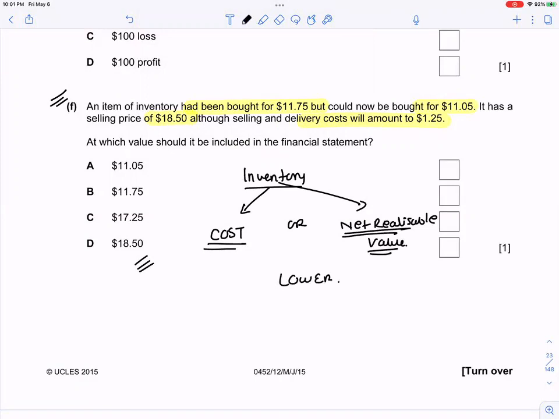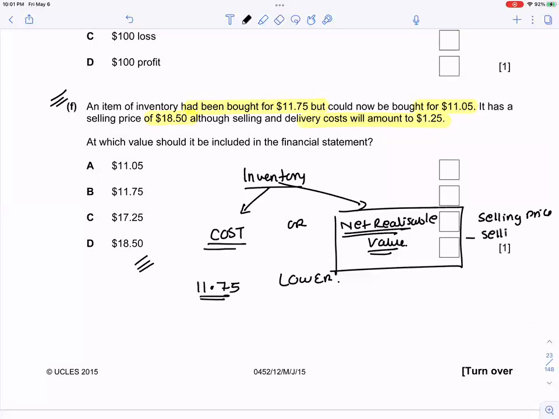Now, what is the cost of your inventory? 11.75. Your cost of the inventory is 11.75. What is the net realizable value of your inventory? 11.05. Net realizable value means the selling price minus the selling expenses.